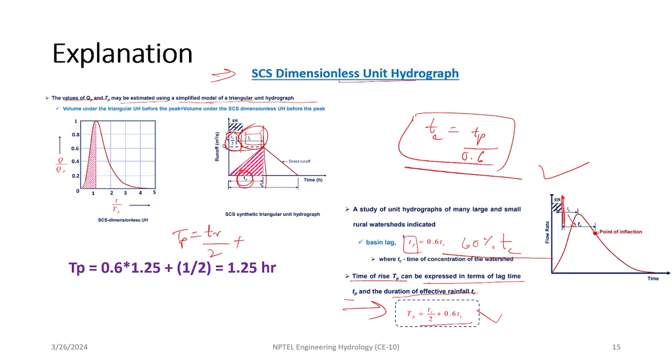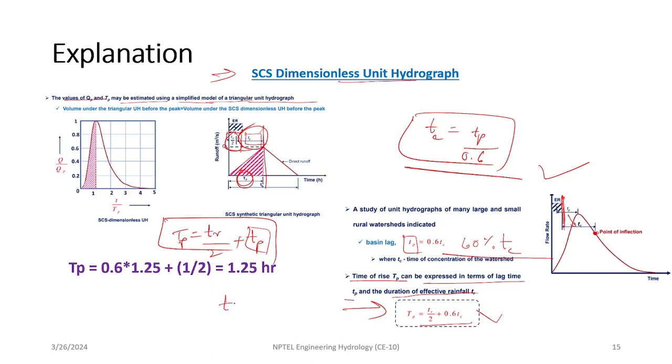See, this is straightforward. If we have a direct value of TR and TP, then we can directly utilize the simple geometric calculation, right? TR by 2 plus TP. But for this question we don't have TP; instead, they have given the time of concentration.